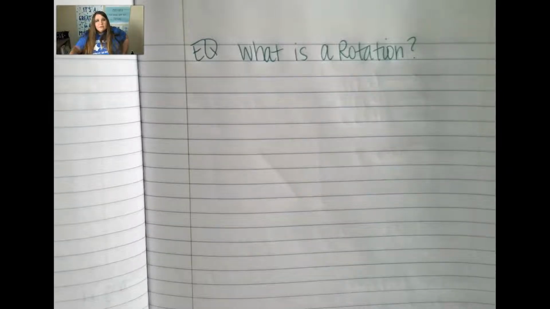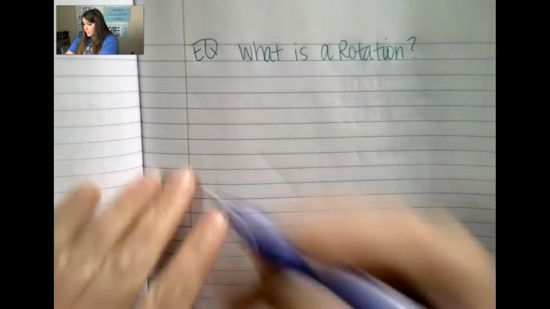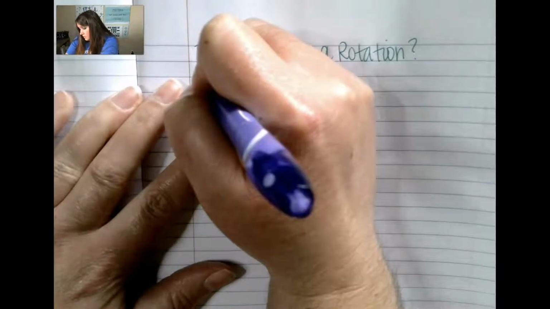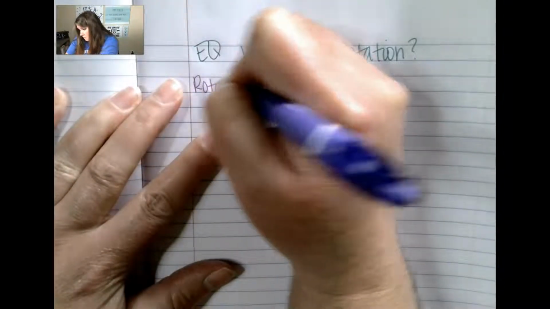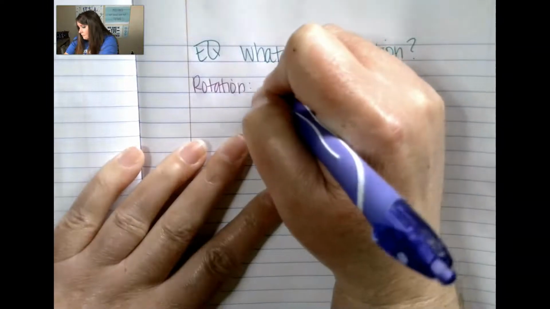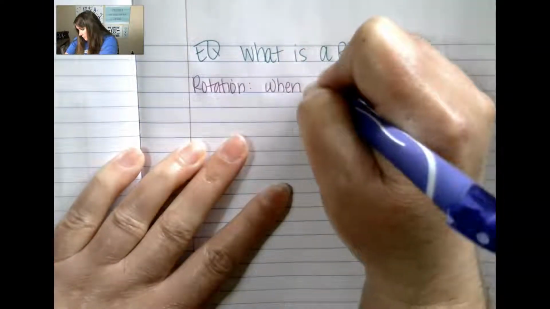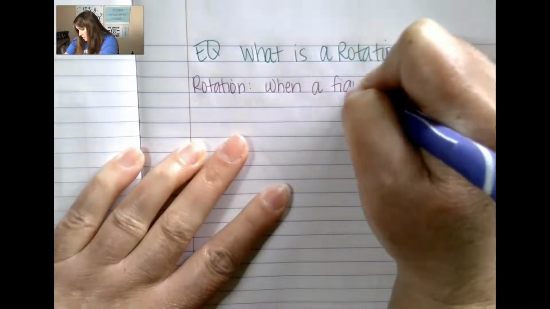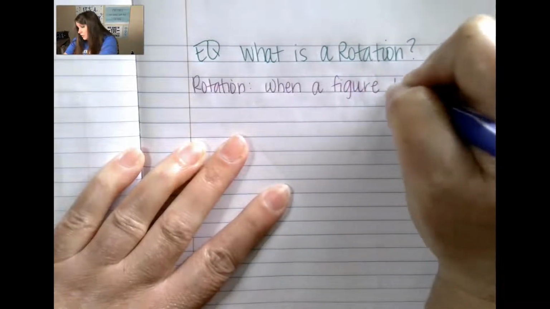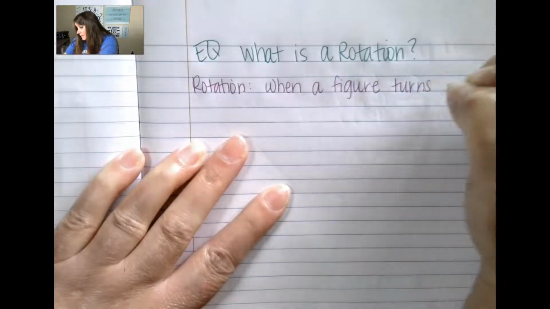There are several types of rotations that can happen. We can spin a figure in different directions and by different amounts. So first, let's just talk about the word rotation. A rotation is when a figure turns around or spins.